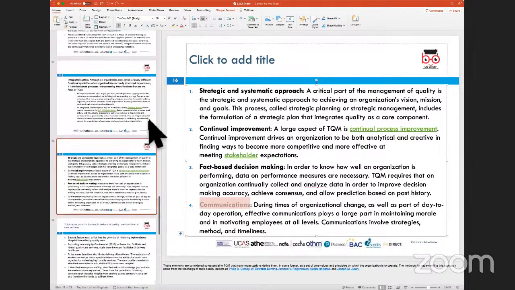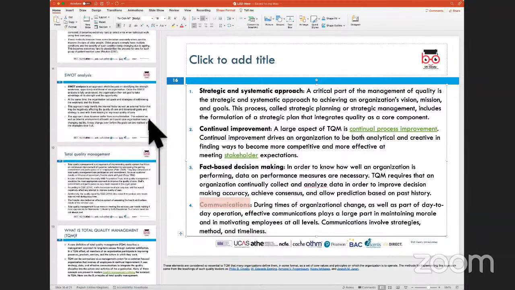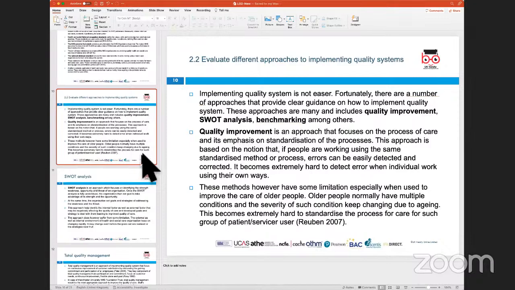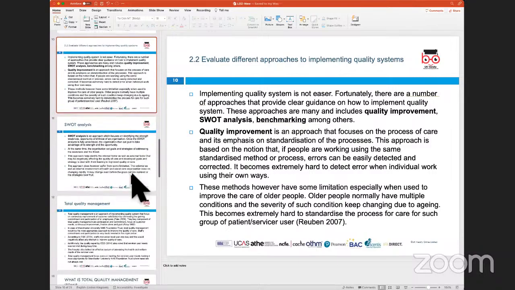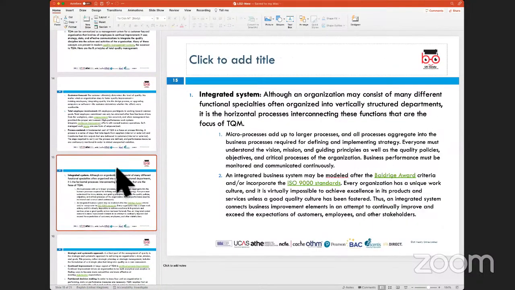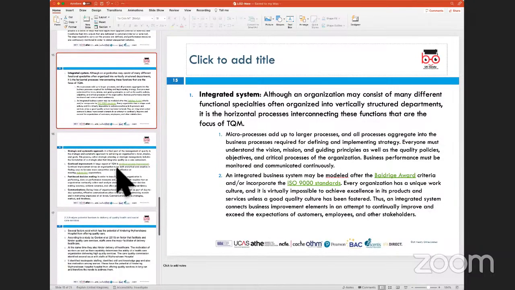So in general, when we go back to this particular assessment criteria, different approaches, we need to talk about 2 or 3 different approaches, because it's about evaluation, and we are looking at quality improvement, SWOT analysis, benchmarking, and one of the ones which I've used theoretically to talk about is total quality management, and the 8 principles of TQM have been explained in the subsequent slides. So any questions, please feel free to ask me.